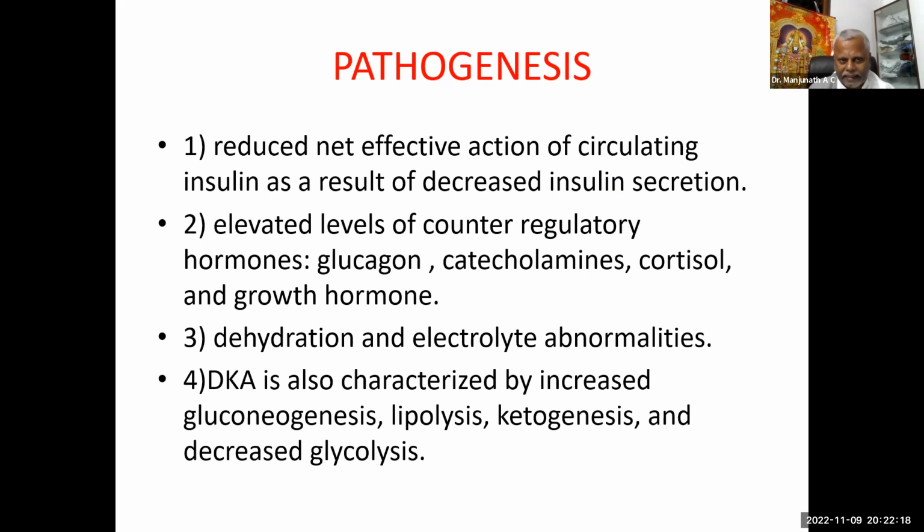So, pathogenesis: how it leads to diabetic ketoacidosis. The reduced net effective action of circulating insulin as a result of decreased insulin secretion. First of all, there is a lack of insulin in blood. At the same time, when insulin is decreased, the counter-regulatory hormones are increased, like glucagon, catecholamines, cortisol, and growth hormone. And the dehydration and electrolyte abnormalities also contribute to diabetic ketoacidosis. And it is also characterized by increased gluconeogenesis, lipolysis, ketogenesis, and decreased glycolysis.